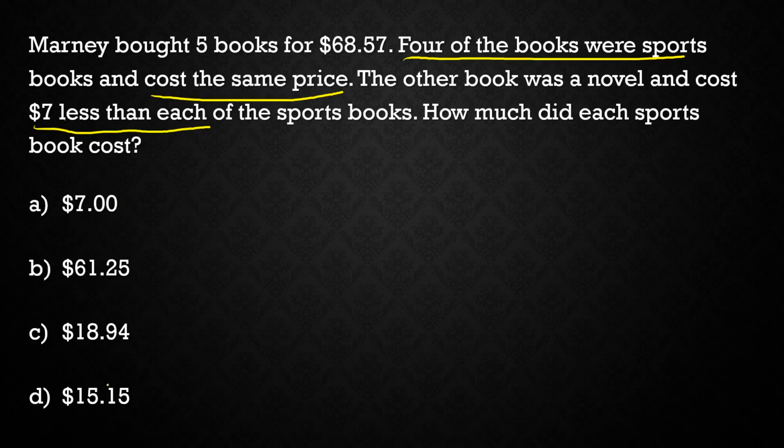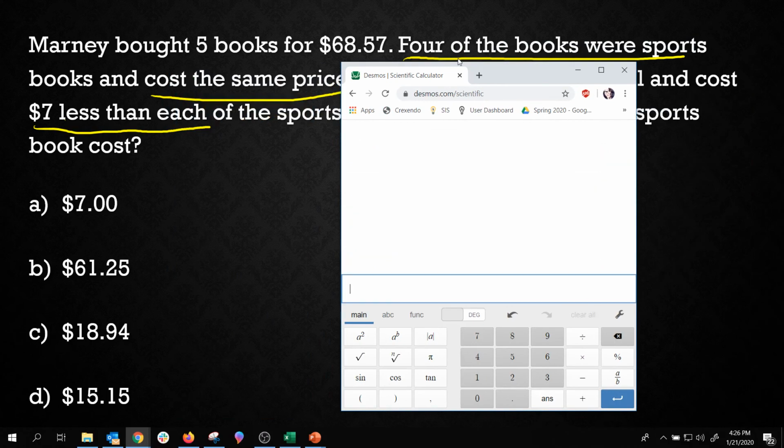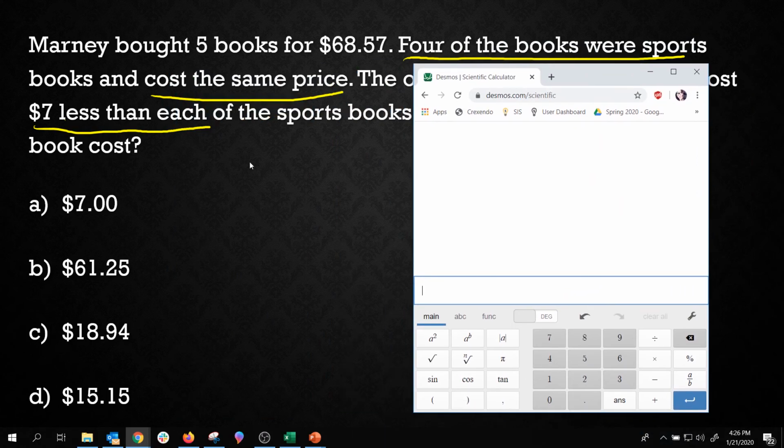So here, given answer choices, it's very, very easy to work backwards. If you think about it, right, 4 of the books cost the same. So if the sports books themselves were $7, 7 times 4 is 28. 28 is way less than what she paid, so it can't be 7. 61.25, and I multiply that by 4. Times 4. That's $245. That's crazy, right? That's way too much. She doesn't even have that much money.